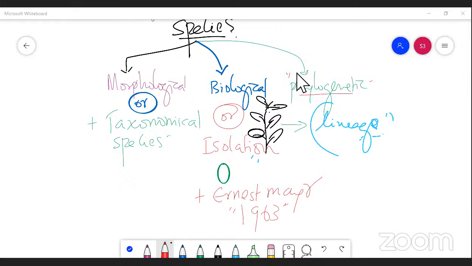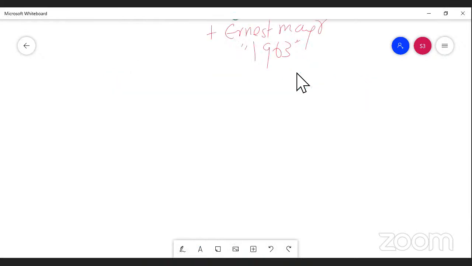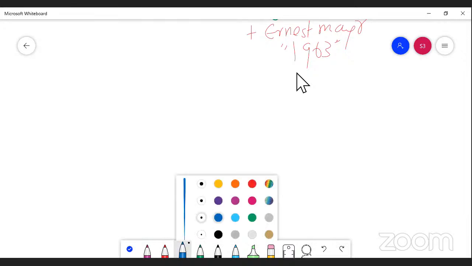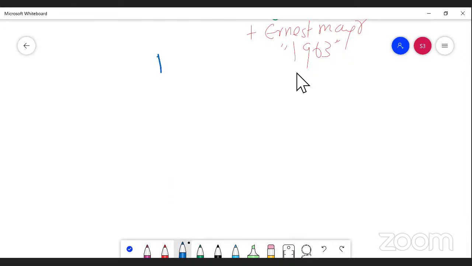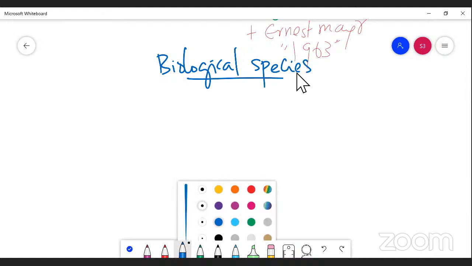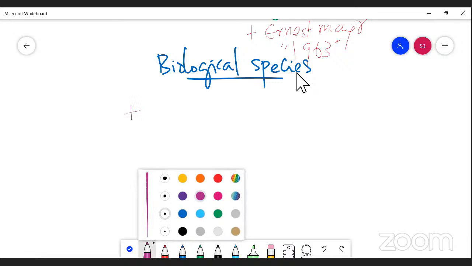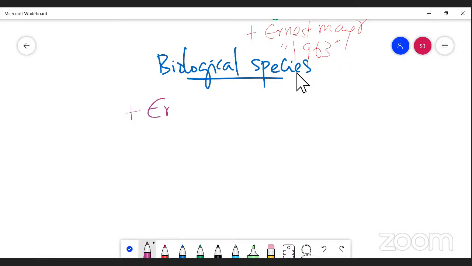A group of individuals that may interbreed. Dear student, just let me explain. I'm talking about biological species. They are nothing but a group of individuals. Biological species. As I said, it was first introduced by Ernest Mayr, right?